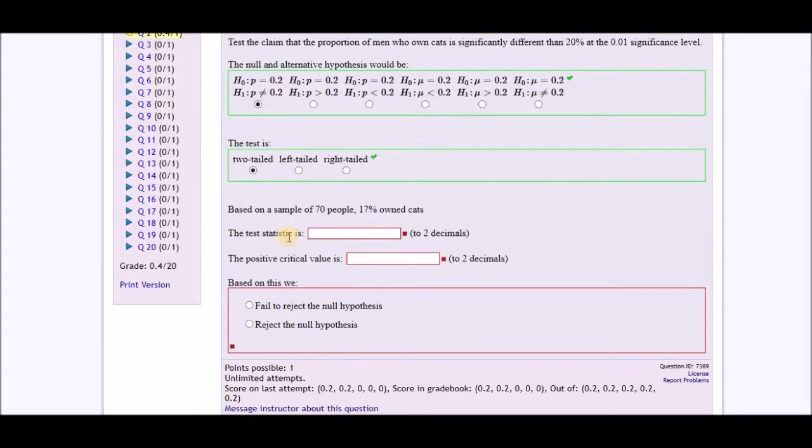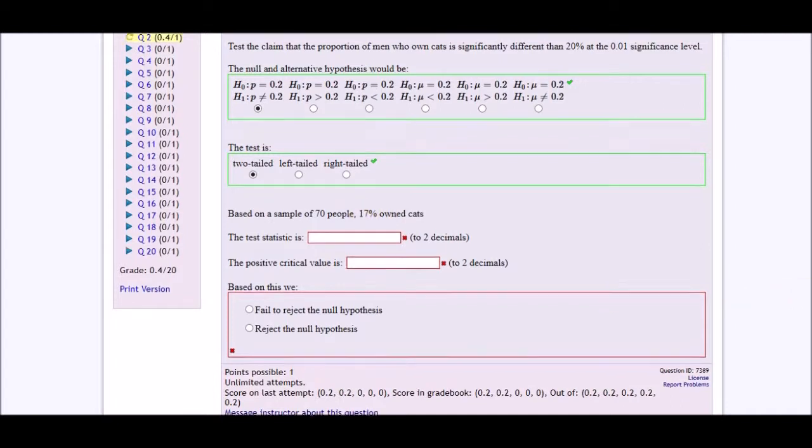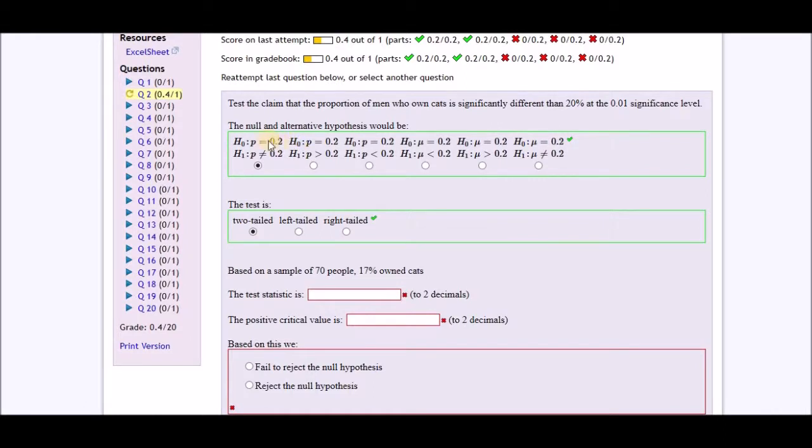So next, we would like to compute the test statistic based on a sample of 70 and 17% owned cats of those 70 people. So P hat was given to us, which is 0.17, and P naught is the proportion of the null hypothesis, which is 20%. So we have that, we can come up with the test statistic. And since we do have the sample size, which is 70, we can use the formula for Z naught to compute the test statistic. So let's do that together.